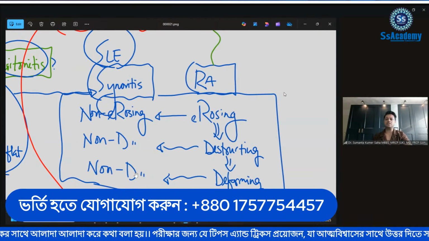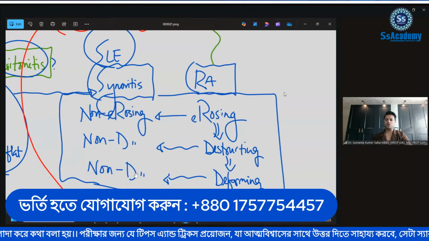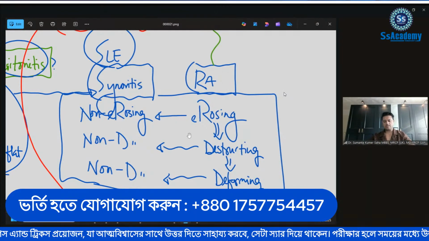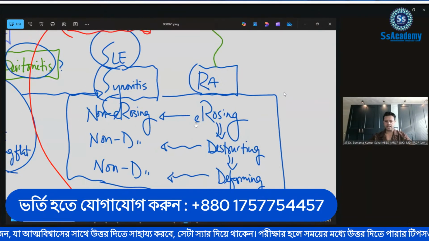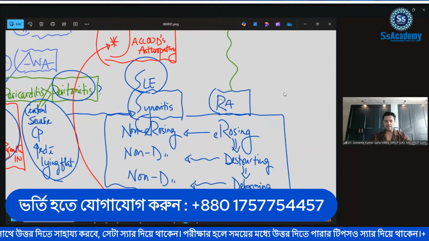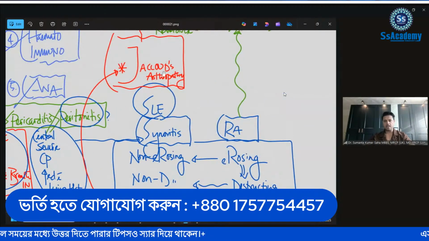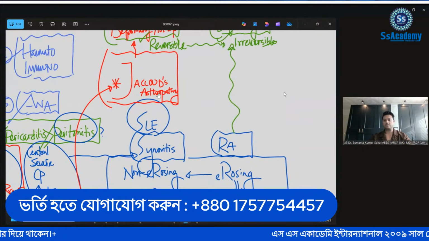Erosive, destructive, deforming; non-erosive, non-destructive, non-deforming arthropathy. But one of the messages, once again, on the top, I have written: there is an exception, make it a star. You can write it down here. I have no space here, so that's why I've written here. One of the SLE arthropathies, we call it Jaccoud's arthropathy.